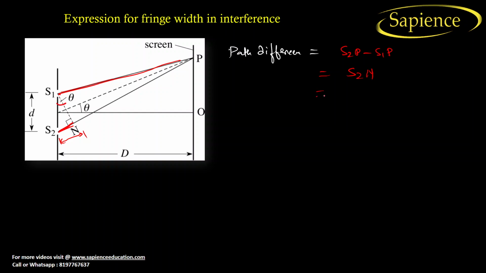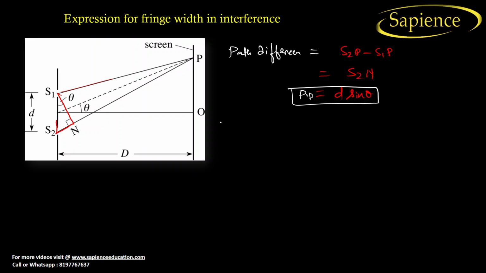If you use the trigonometric concept, S2N can be rewritten as d sine theta, because this is a right angle triangle. If you observe this as a right angle triangle with S1, S2 and N, then from here we have got d sine theta. So path difference PD is equal to d sine theta.